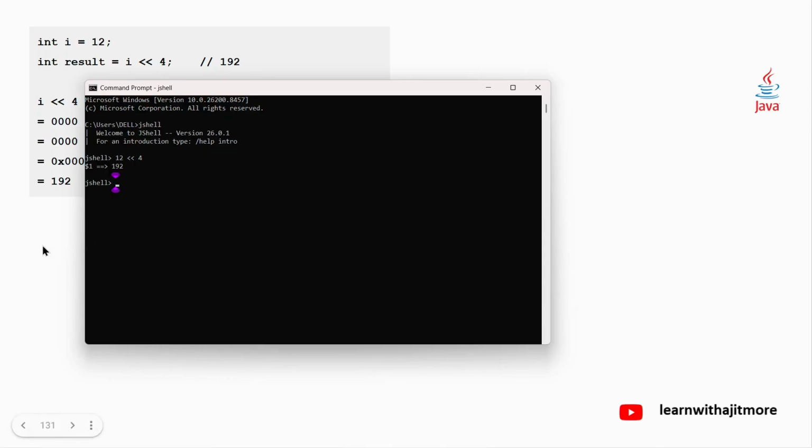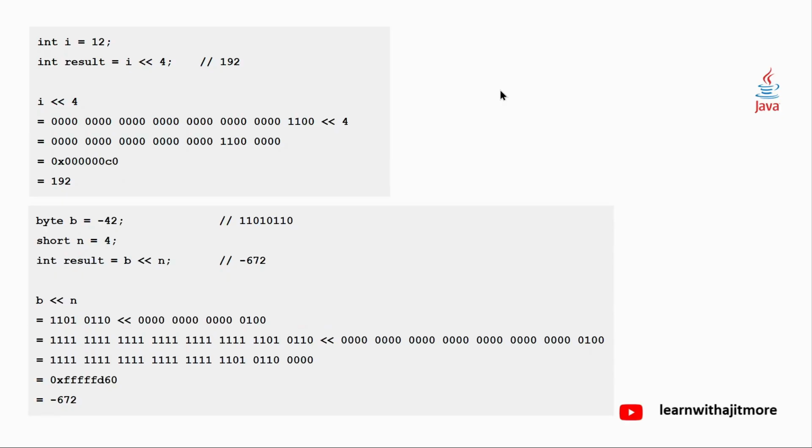Okay, I already told you JShell is only to test the parts. If you want to write entire code, you have to go for some IDE. So we will be going, yet we have not reached to that stage of writing an entire code. Okay, this part is clear.